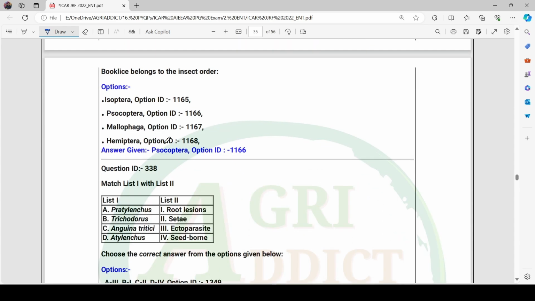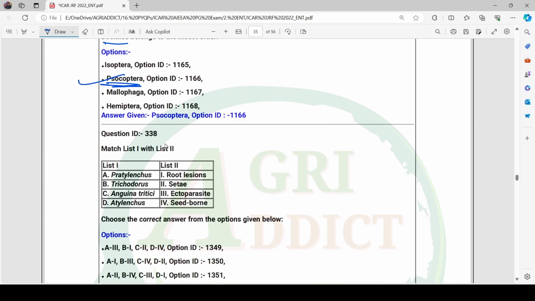Book lice, bark lice, dust lice. You all know that. So book lice, it belongs to the order Psocoptera. Okay. This is also known as Corrodentia or Copeognatha, etc.